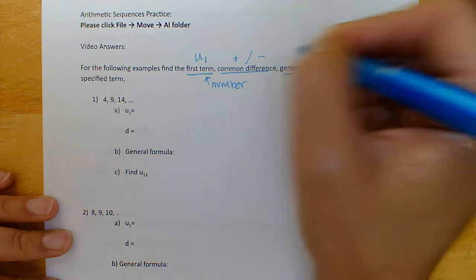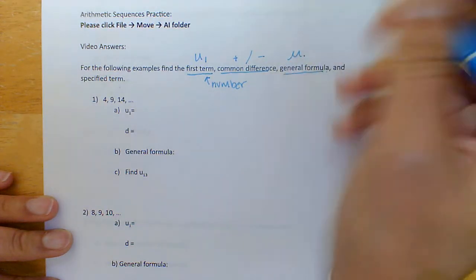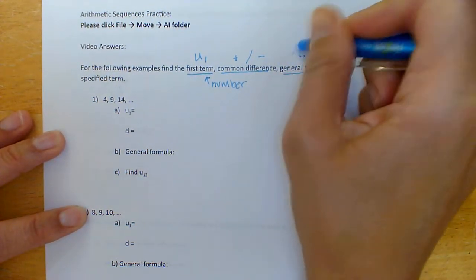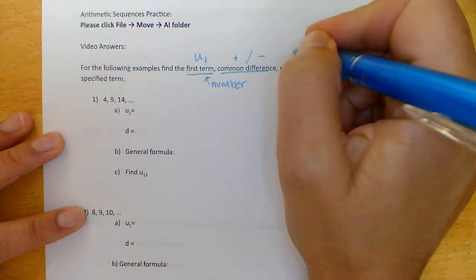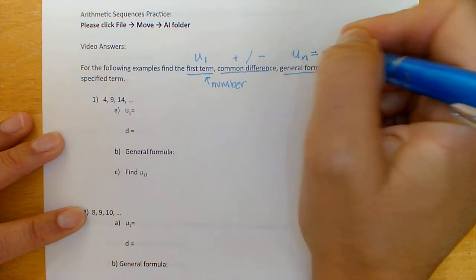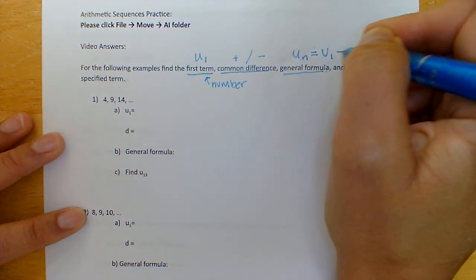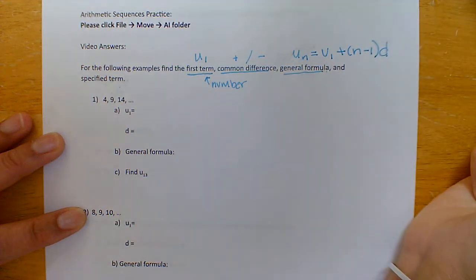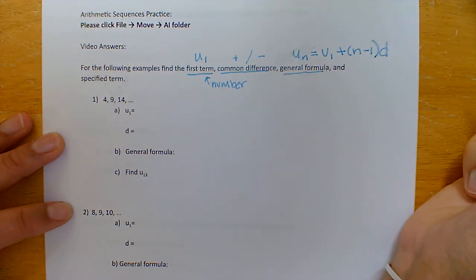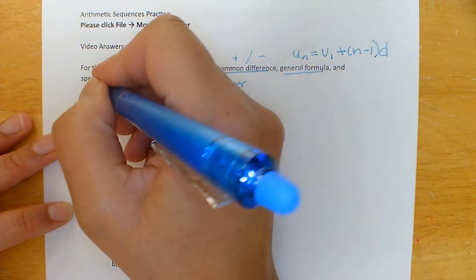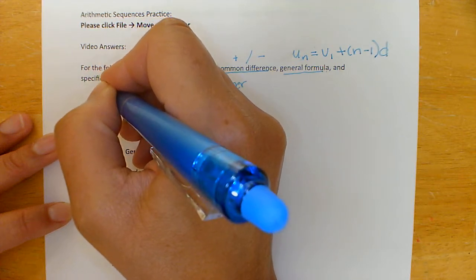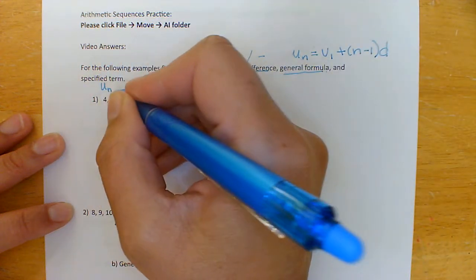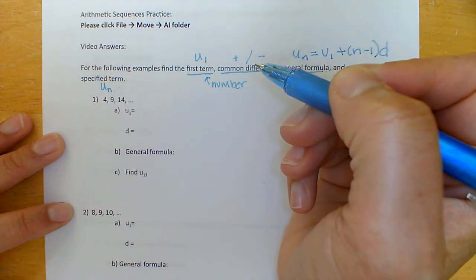Our general formula is going to be u, and that looks like an m, my apologies, u sub n equals u sub 1 plus n minus 1 times our common difference. That's our general formula all the time. And then specified term, this is going to be u sub n, where they will give us a number for n that we have to put into.